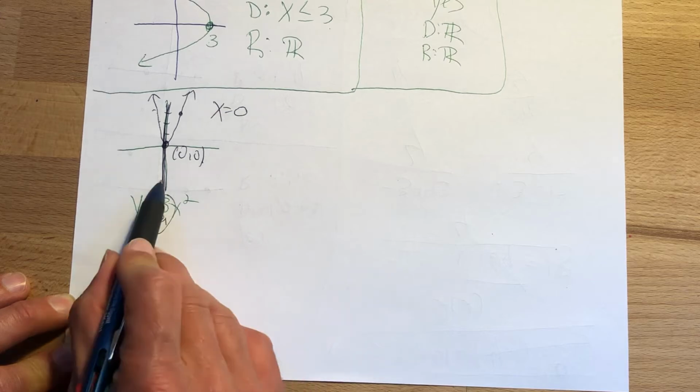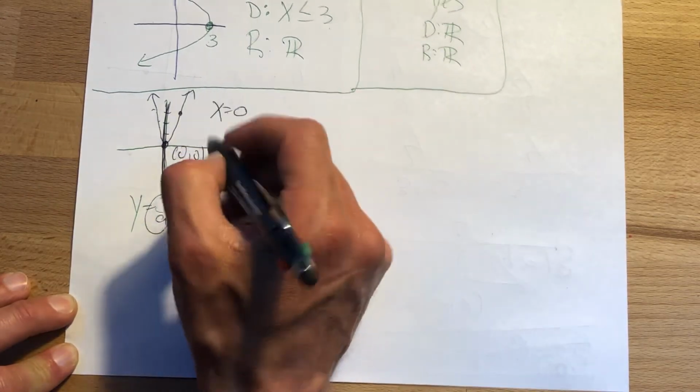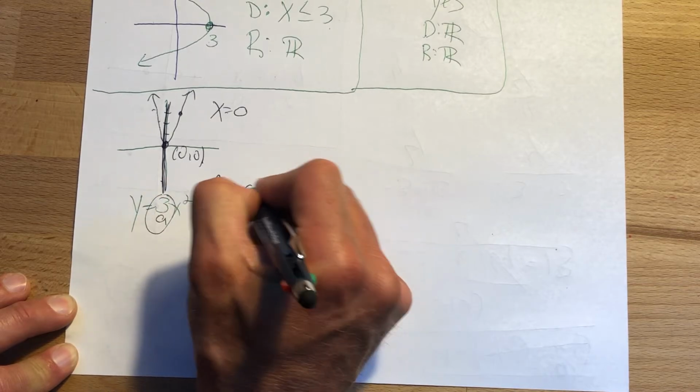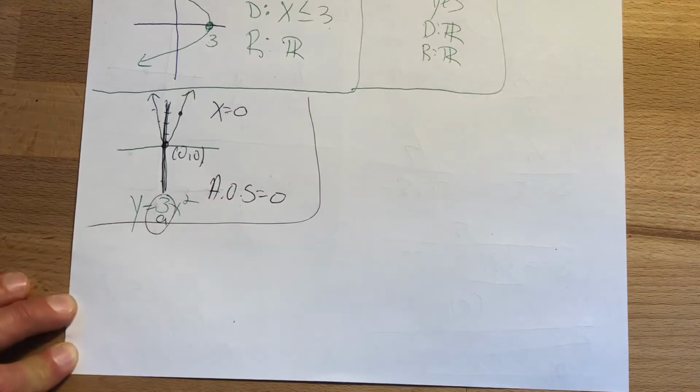Some people just pointed to it. I needed the actual equation. Or some people just said the AOS equals 0. I knew what you meant by that, and that was fine as well.